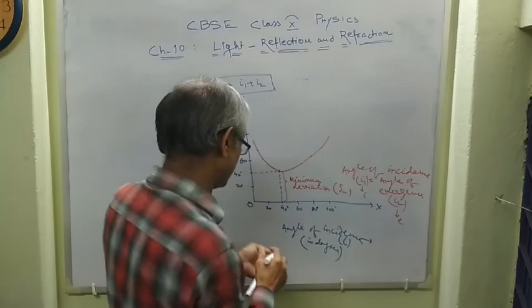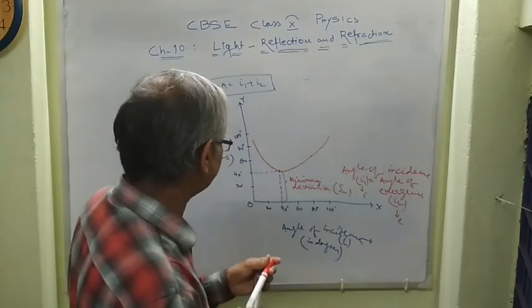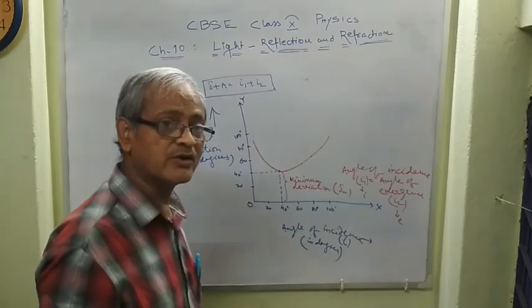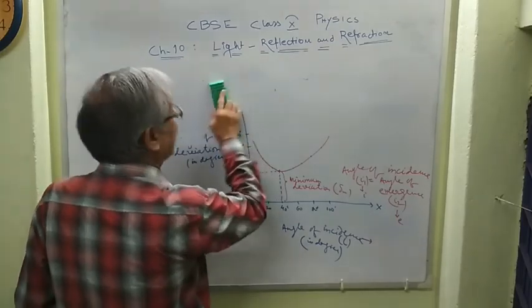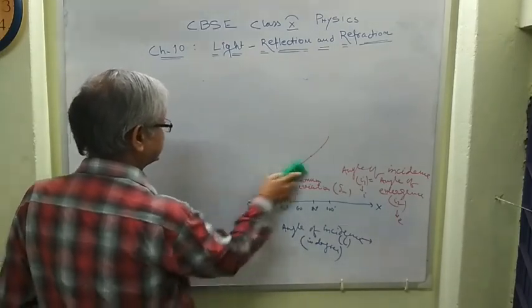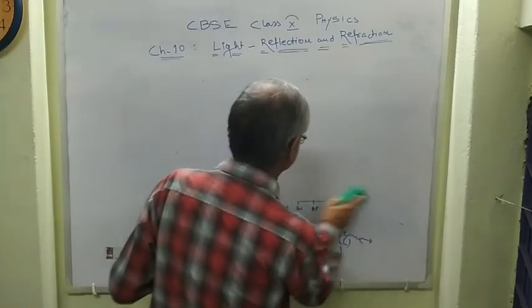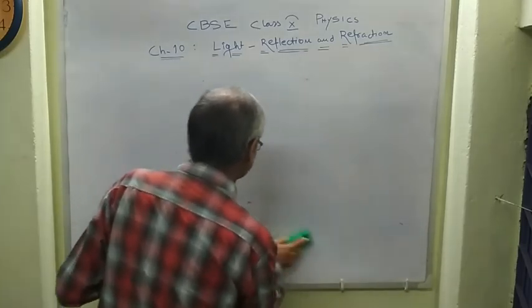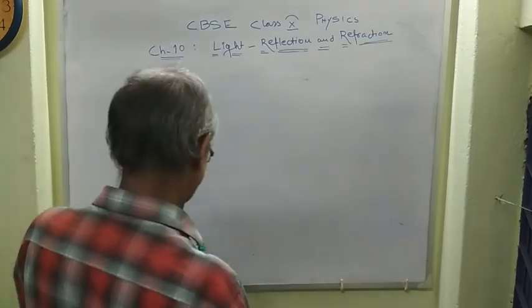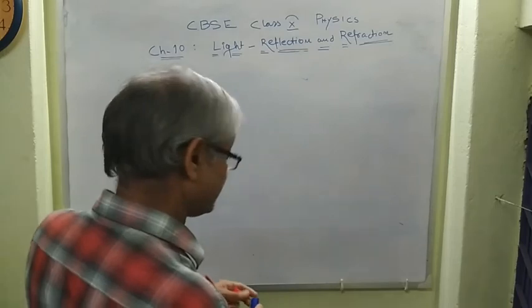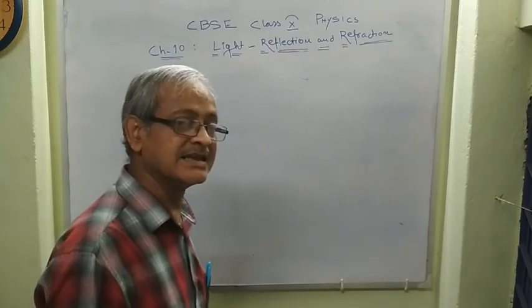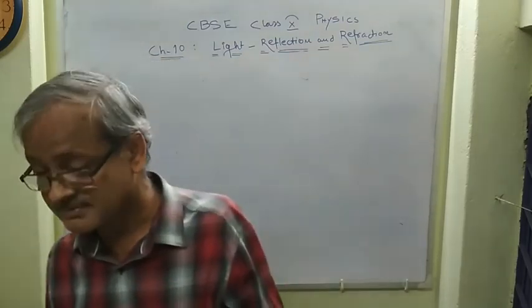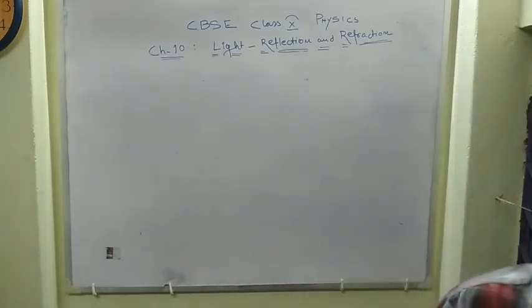This graph is very important for your class, for this chapter. You note it in your exercise book clearly, right? And this proof is also important. Now, we will learn about some terms of a lens in the next class, right? Okay, thank you.